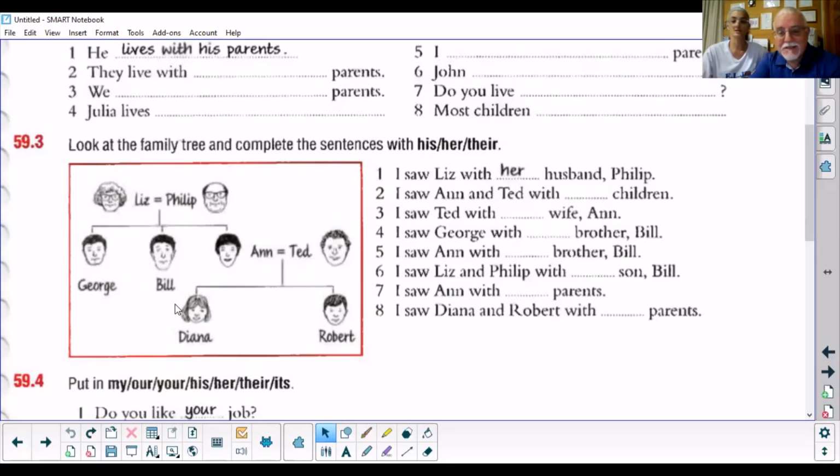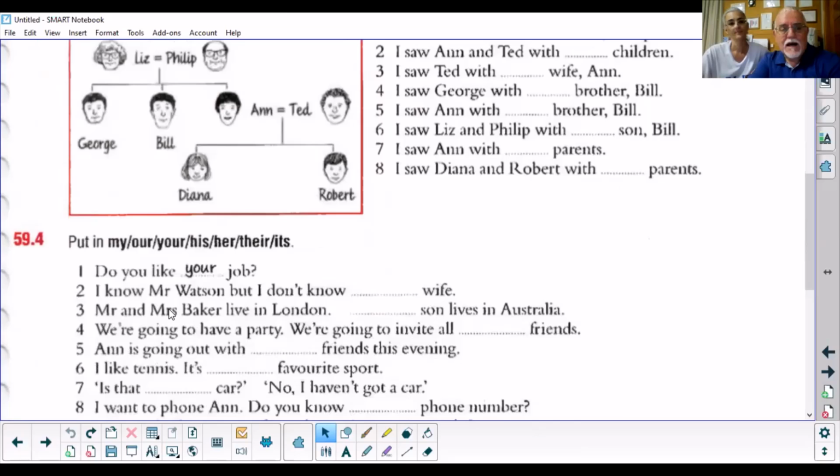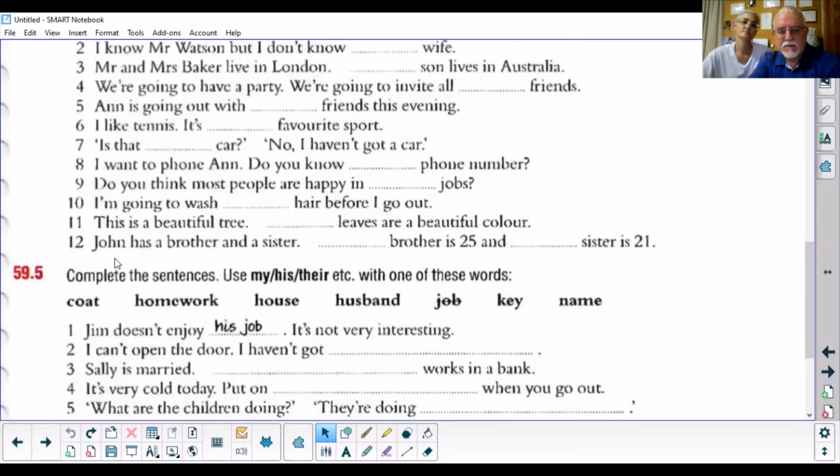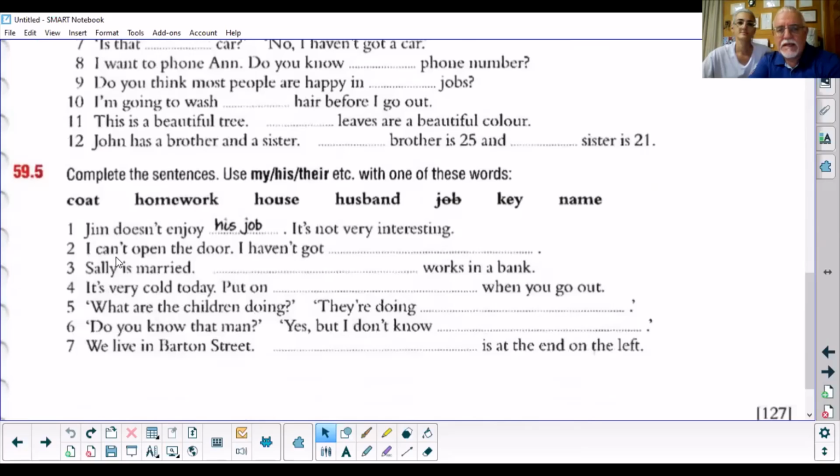Yes. Okay, and then you put in this group here: my, our, your, his, hers, their, its. The first example, do you like your job? Okay, and there are more examples here. And then you complete the sentences, use my, his, or their, etc. They're not listing all of them, so be careful. With one of these words, and you use these words here.